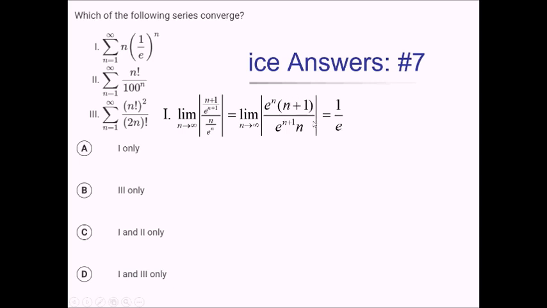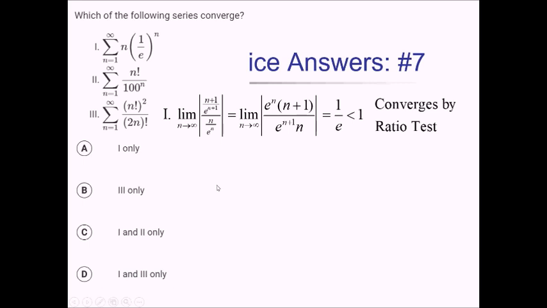And these n's are also going to eventually cancel. This 1 basically gets ignored as n goes to infinity. So n over n is just going to cancel. So we end up with an nth term ratio of 1 over e. Since e is greater than 1, this whole fraction is going to be less than 1, which means that this converges by the ratio test. So any answer choice that does not have option 1 in it, such as B, has to be eliminated.